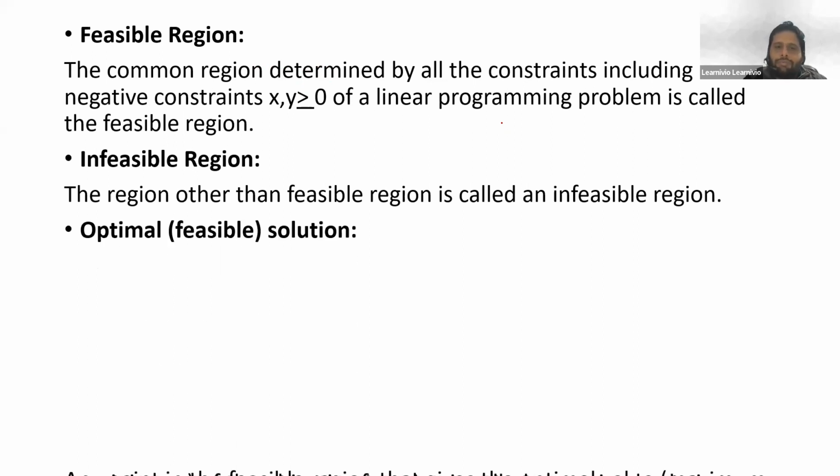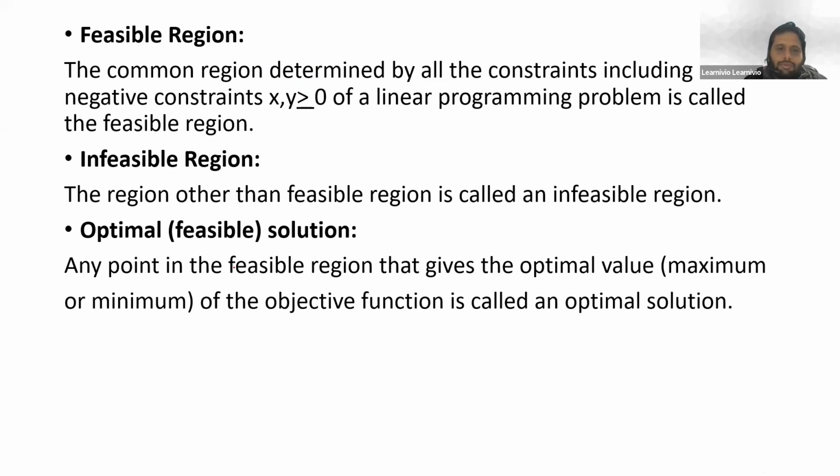Next one: optimal feasible solution. Again, this is a similar thing. Any point in the feasible region that gives the maximum or minimum value of the objective function is called the optimal solution. Suppose we have drawn the graph, this is your feasible region. Any point inside this which gives the maximum or minimum value of the function is called the optimal solution. I will explain all these again when we start the question. Please note this down, and raise your hands, then I will change the slide.